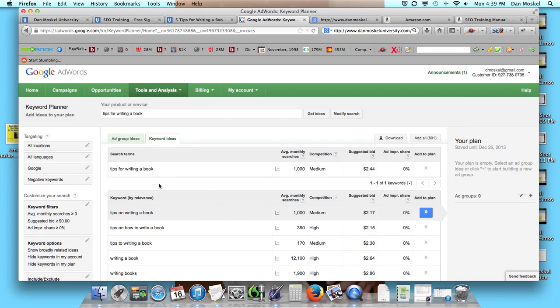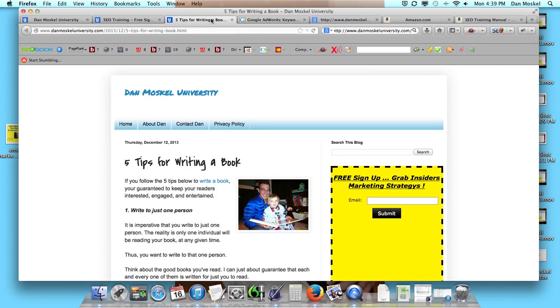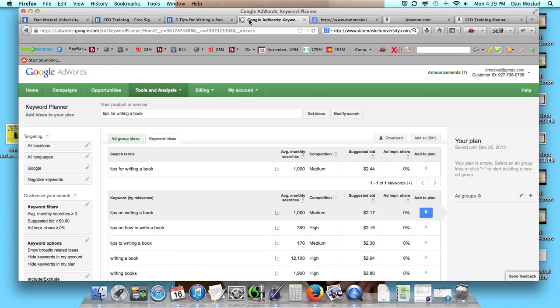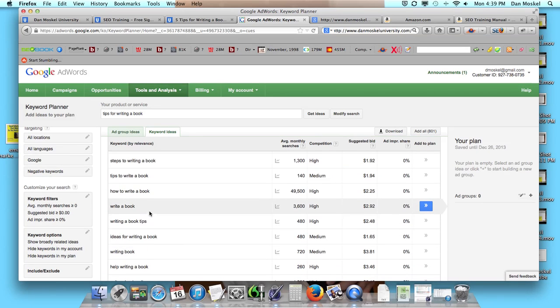This website is a little bit newer, it's less than a year old, and by choosing a little bit more of a bite-sized goal, we have a lot better chances of getting ranked for some of these longer tail keyword terms, meaning fewer searches and more specific keyword terms such as tips for writing a book, tips on writing a book, versus how to write a book in the 49,500 searches.